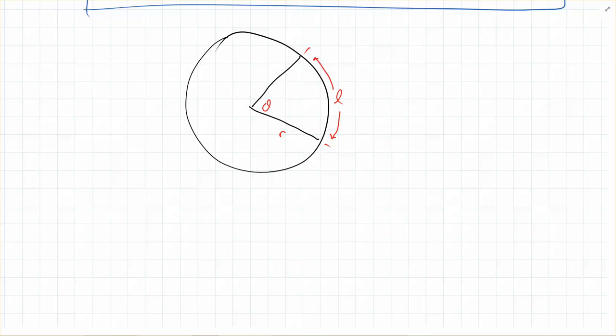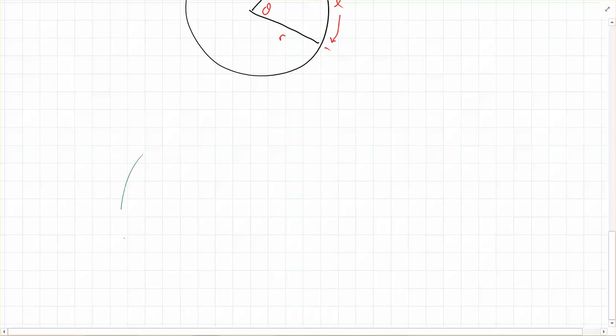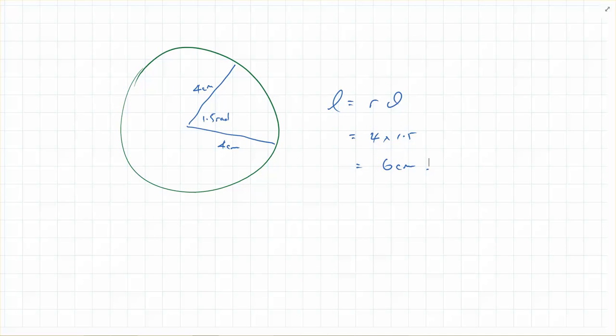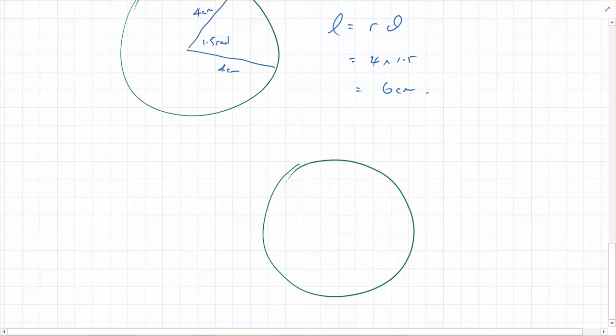Excellent. So quick example, here's my circle, they're getting worse, my radius is 4 centimetres, and my angle here is 1.5 radians. Then my arc length, which is r theta, is 4 times 1.5, which is 6 centimetres. If we've got the angle in, let's say, degrees, so 60 degrees.